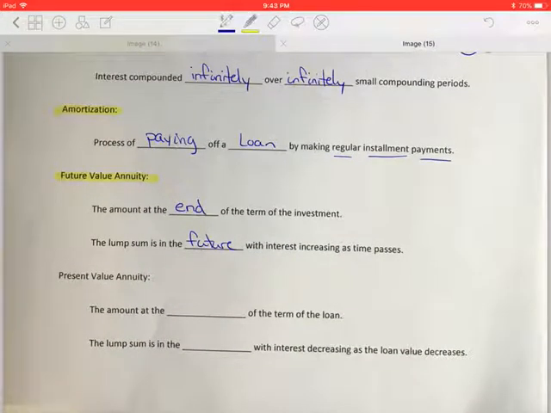All right, then we compare that with present value annuity. This is going to be the amount at the beginning, so not at the end like the last one. The amount at the beginning of the term of the loan, and the lump sum is in the present with interest decreasing as the loan value decreases.